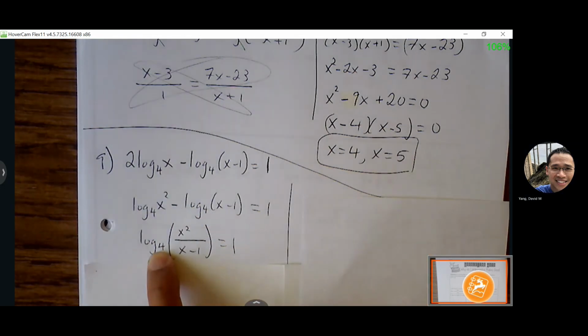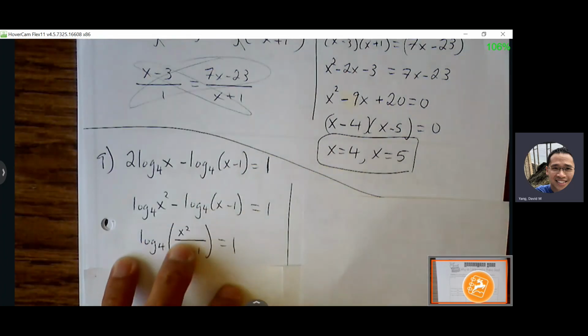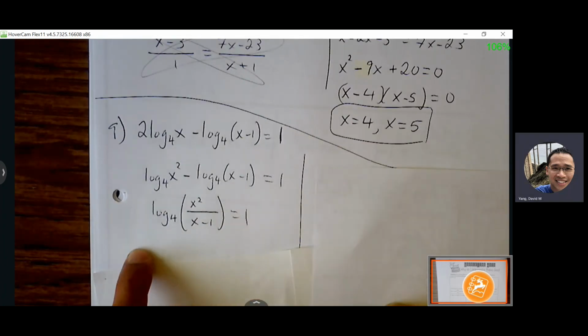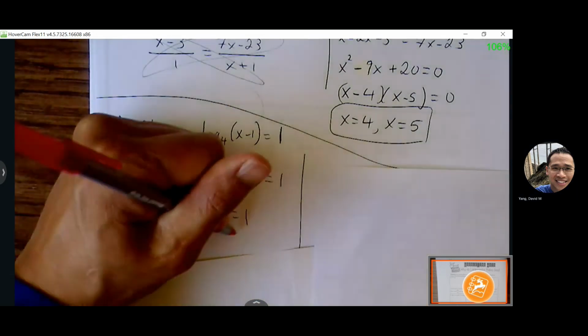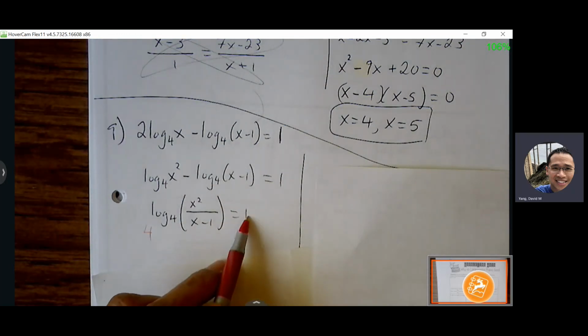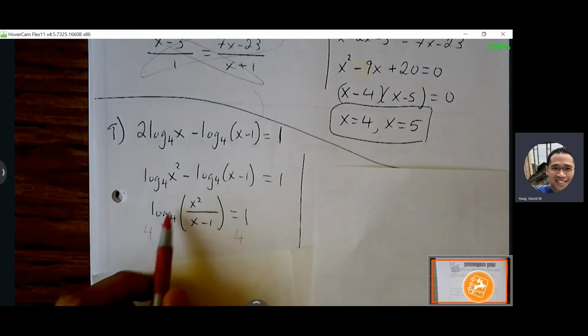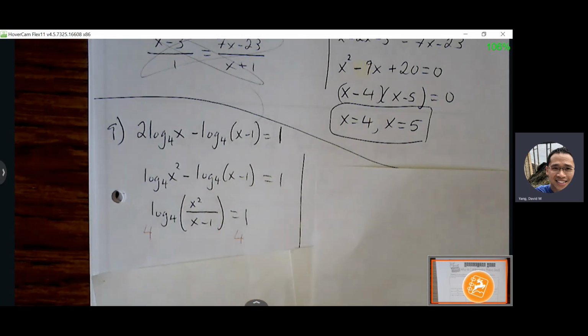So 4 raised to the first power equals parentheses. Or you can think of it as raising everything with 4 as a base. 4 to this exponent equals 4 to this exponent of 1. The 4 in log base 4 goes away. You're left with x squared over x minus 1 equals 4 over 1.